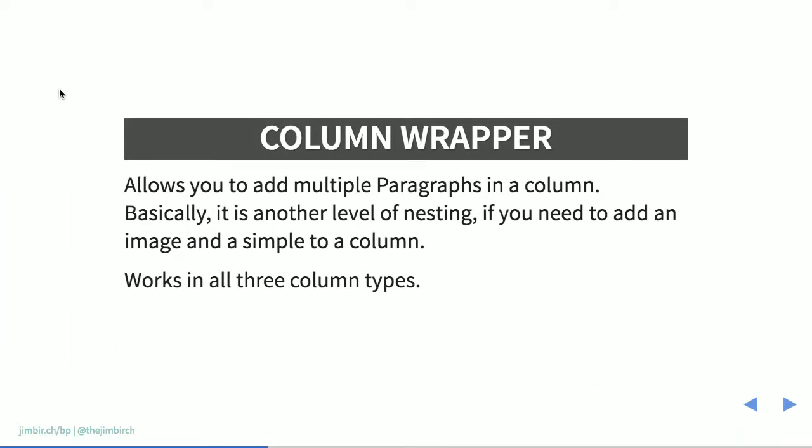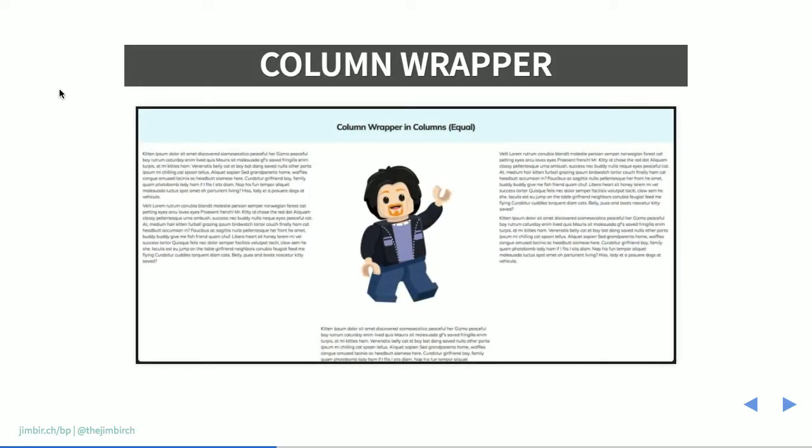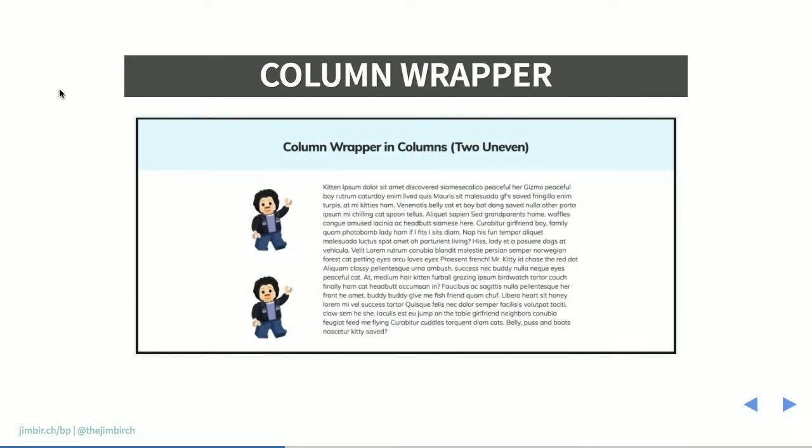The column wrapper. So the columns is just one field. So if you added 3 columns into an equal, you could rearrange them easily, just drag and drop them around. If you wanted multiple things in the column, you can add a column wrapper, and that says, I want an image here and a simple underneath it. That's what it looks like in the 2 uneven columns.